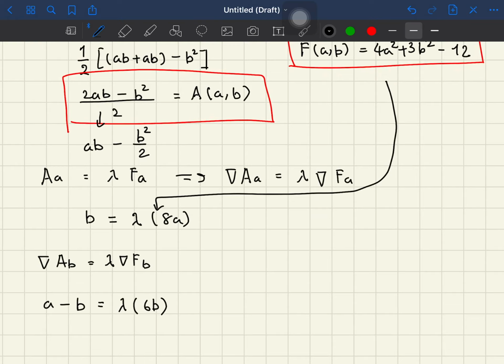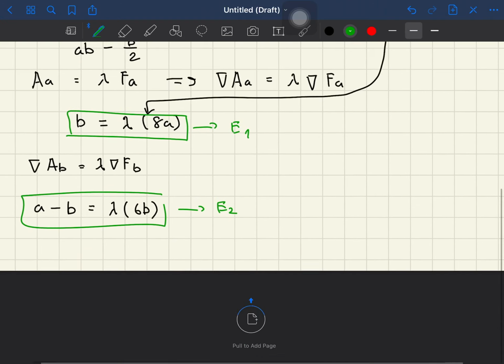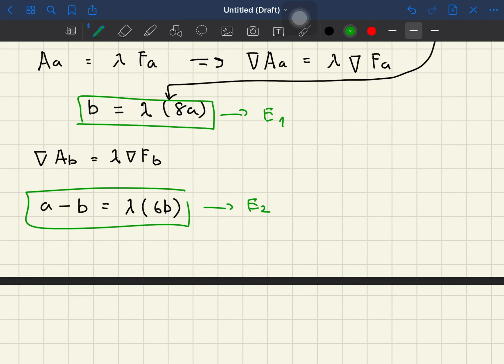So we have two functions, and these two equations. First equation will be this one, and then the second equation will be this one. We're going to eliminate the lambda. Since lambda doesn't play any important role, we just have to find the particular value of a and b.